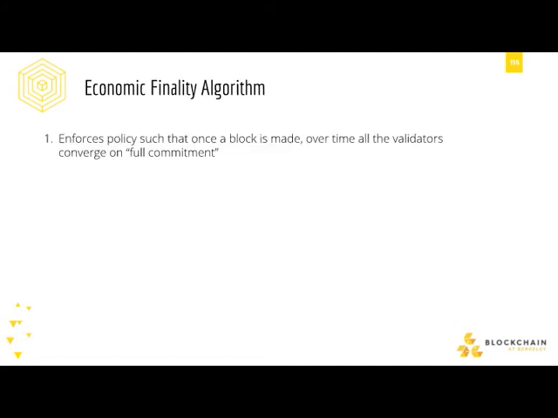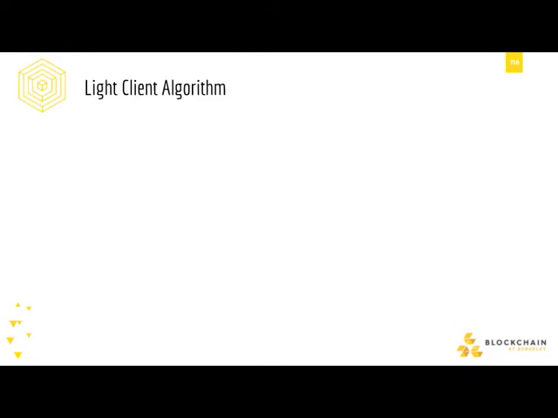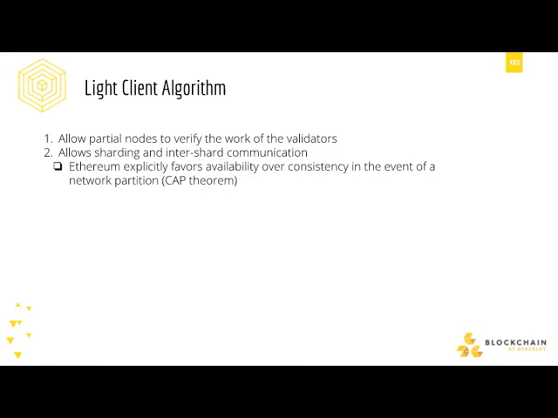For the economic finality algorithm, what you really have is a policy that means that once a block is made, over a certain amount of time, again an indeterminate amount of time right now, validators converge on full commitment, which means that in histories that don't have that block, it's very costly for all of the validators. This is very important so that history isn't changed, essentially. Then finally, the light client algorithm just ensures that partial nodes can also validate rather than just full nodes, which has many advantages.